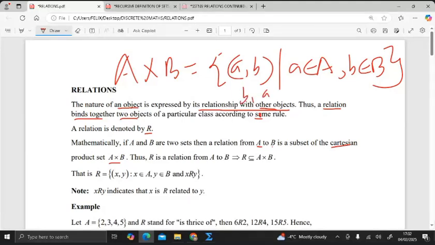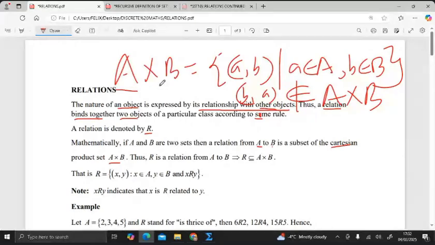Don't forget, (b, a) is not in the Cartesian product of A cross B. So the order in which we present the sets is very important, because (b, a) is not in A cross B since the element b is not in A and the element a is not in B. It is that a is in A and b is in B. So it is important that you remember that.